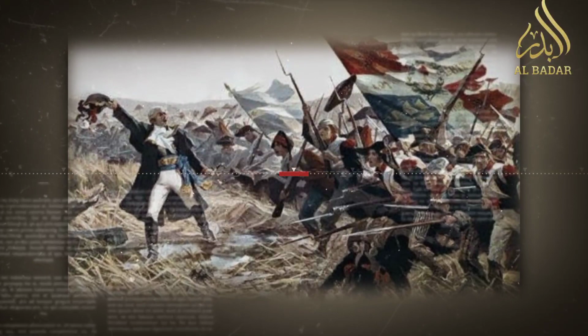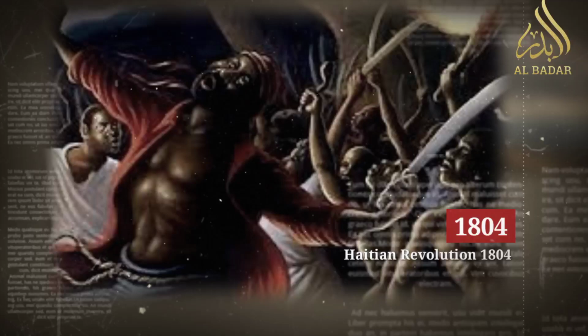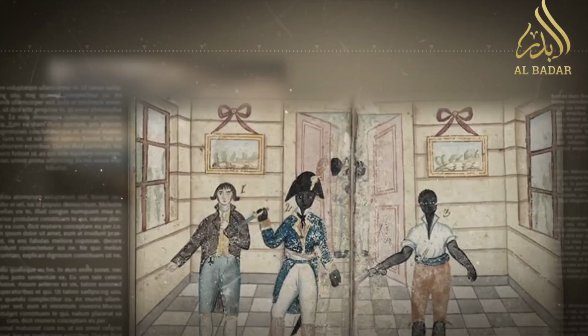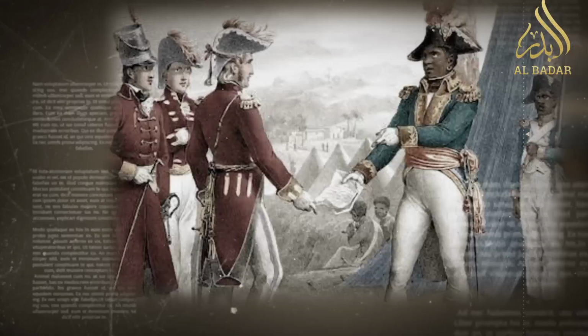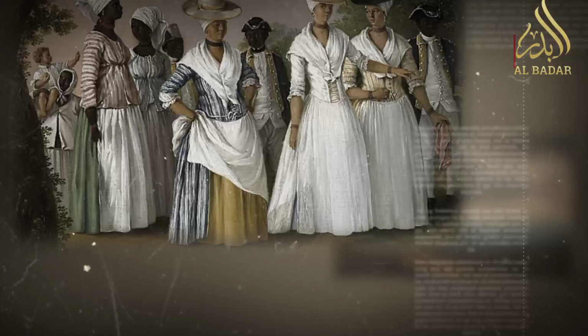6. Legacy and impact. The Haitian Revolution had a profound impact not only on Haiti but also on the global stage. It inspired enslaved individuals worldwide and served as a beacon of hope for those fighting for freedom and human rights. The revolution also dealt a significant blow to the institution of slavery, ultimately leading to its abolition in various parts of the world.